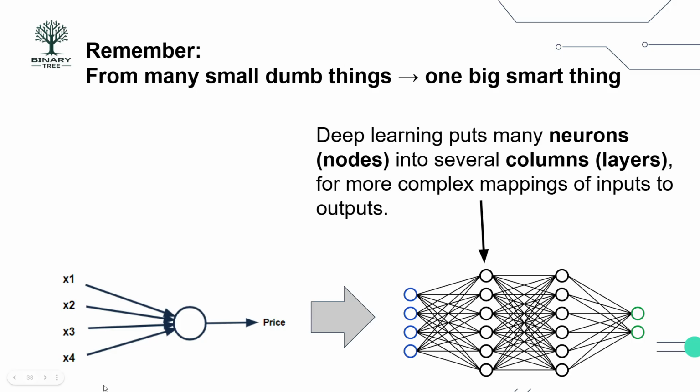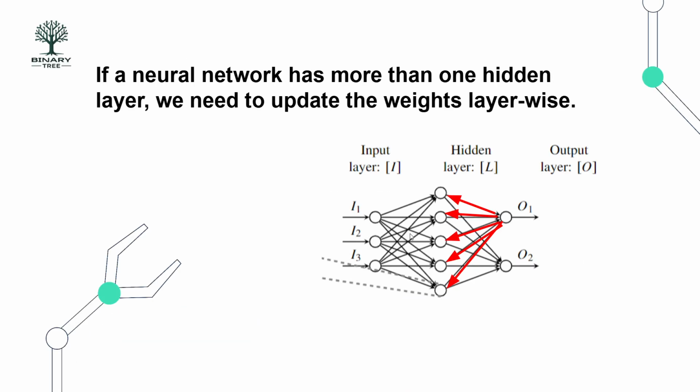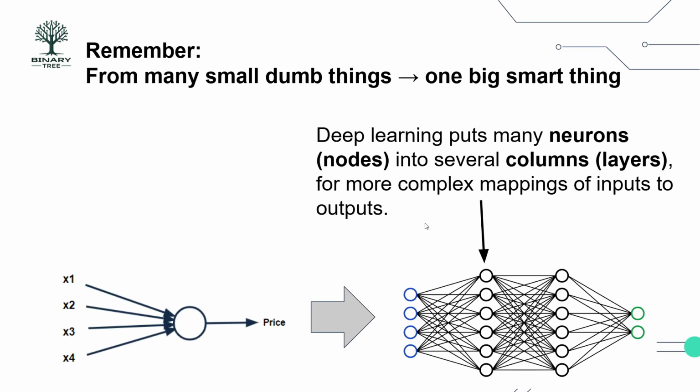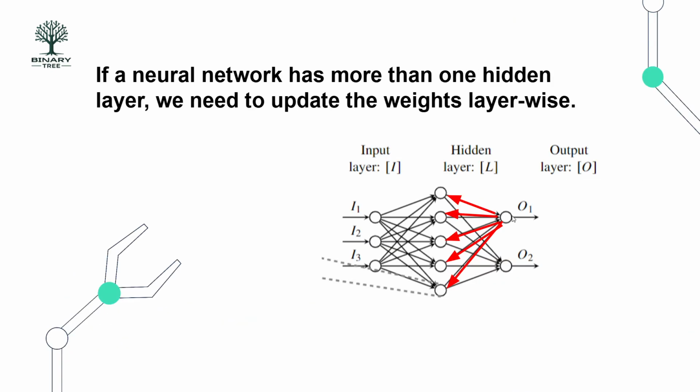So remember, there's something called deep learning, which will take many neurons and put them into several columns or layers for more complex mappings of inputs to outputs. And if our neural network has more than one hidden layer, we update those weights layer-wise. So the backpropagation works just the same. It works backwards layer by layer. So it'll work for each layer, one by one, going from each neuron, so this neuron back to the layer, then the next neuron back to the layer, and then it goes to the next layer, going neuron by neuron, adjusting the weights as we see fit.